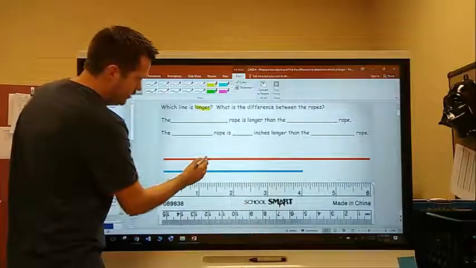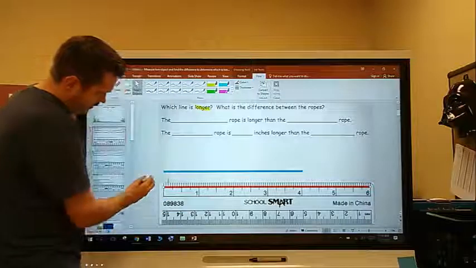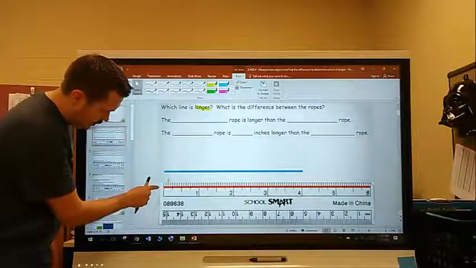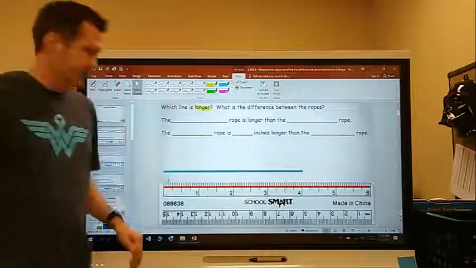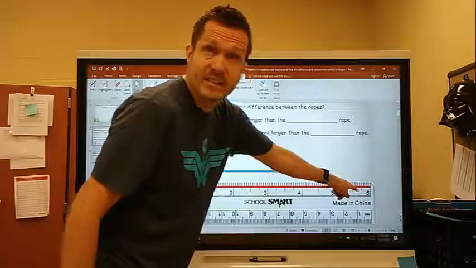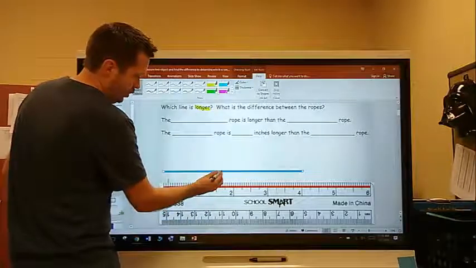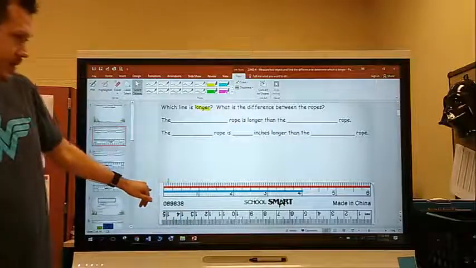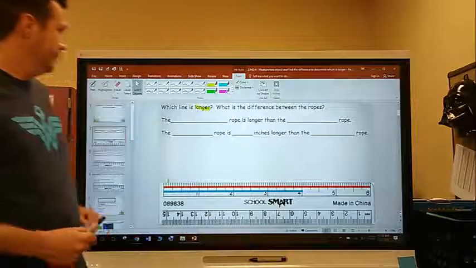So I want to take this first rope, which is the red rope, and place it right here. You can see also I'm on that 0 line. My ruler starts right here, but the 0 line starts a little bit on the inside, so you want to make sure that you have that 0 line. And I can see that the red rope is 6 inches. Now let's measure that blue rope and see what it measures. So I'm going to slide that one down there. And again, I put them all on that 0. I can see that the blue rope is 4 inches.